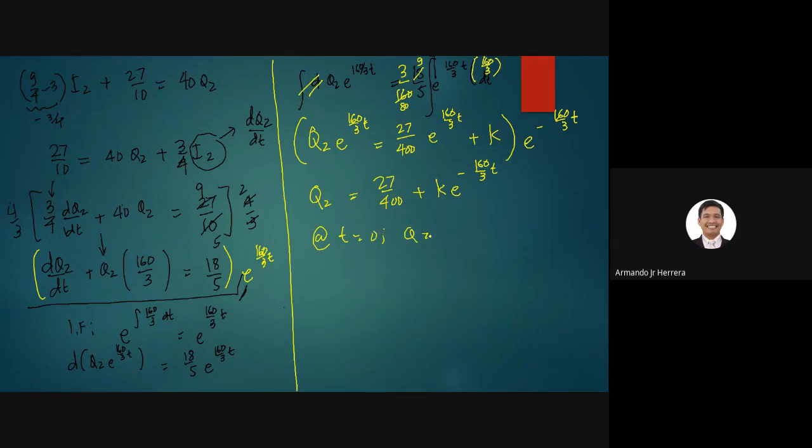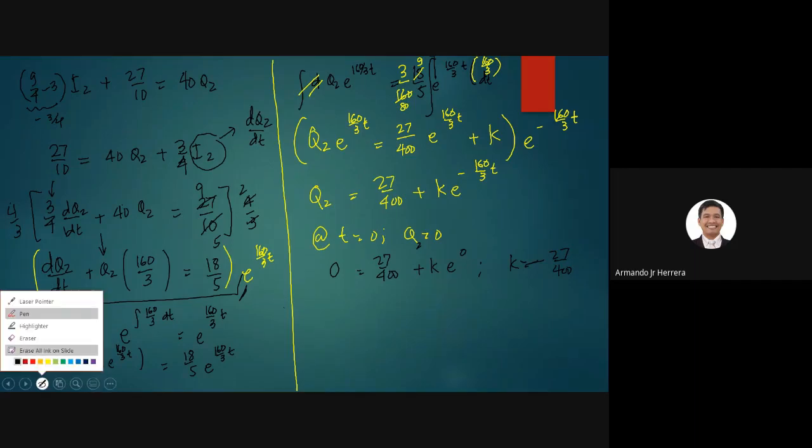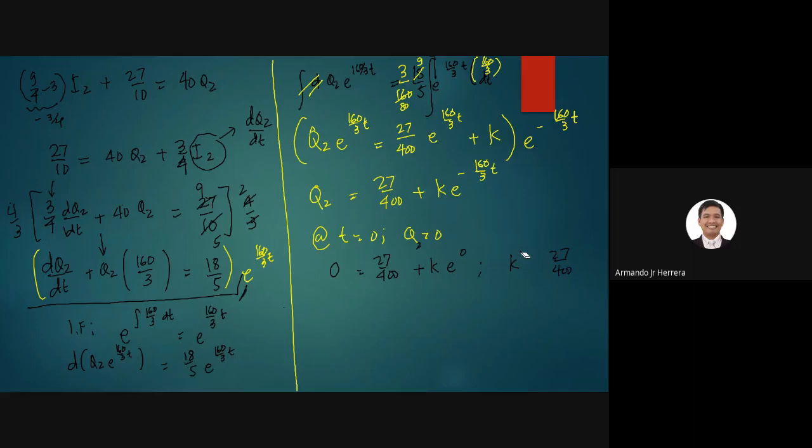Again, at time t is 0, q is 0. Kasi it's not stated in our problem. Substituting, you have 0 equals 27 over 400 plus k e to the 0. Then k is negative 27 over 400. Then Q2 now is equal to 27 over 400 minus 27 over 400 e to the negative 160 over 3 t coulomb. That is the equation of the charge in the capacitor at any time t.